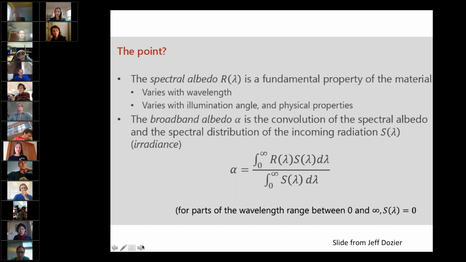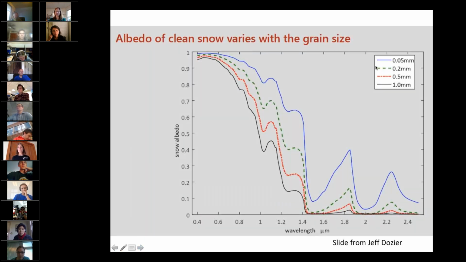Making sense? Okay. All right, so now again, we're looking at the albedo as a function of wavelength in micrometers on the x-axis. And this is for clean snow. And so you can see that the albedo of clean snow varies with grain size. So tiny grain size, 0.05 millimeters here, has the highest albedo. Larger grain size at 1 millimeter down here has a much lower albedo.